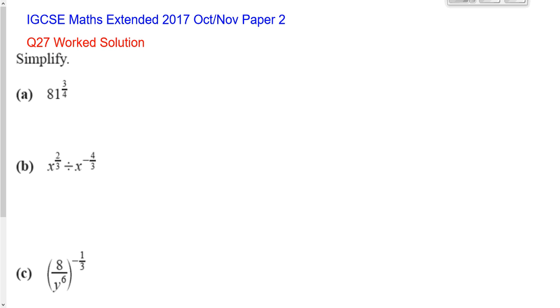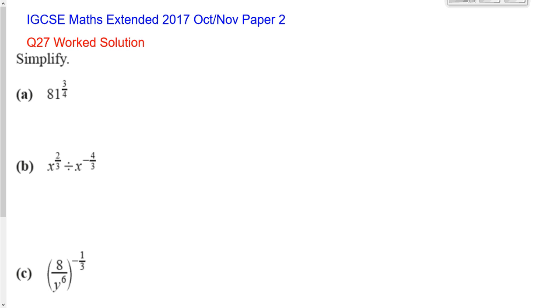Welcome to the work solution for question 27 from the IGCSE Maths Extended 2017 October-November paper 2. We've been asked to simplify three expressions involving exponents.